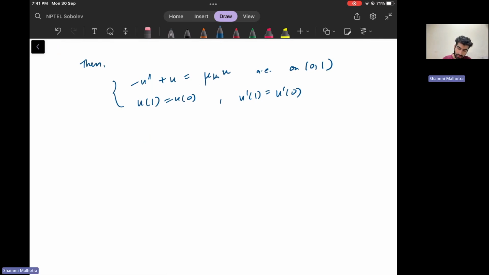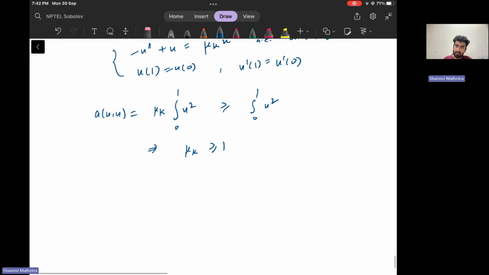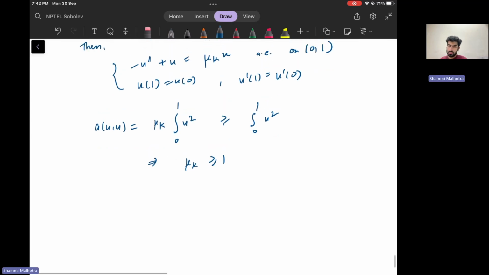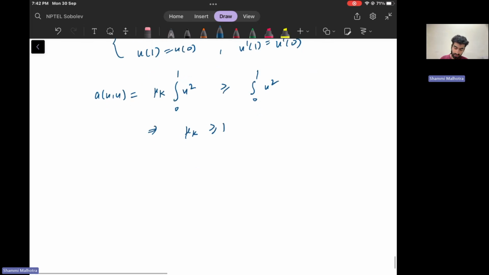And again, we see that a(u,u) is nothing but mu_k times integration u squared, and that is greater than or equal to integration 0 to 1 u squared, because a(u,u) is nothing but integration u squared plus integration of |u'| squared. This implies mu_k has to be greater than or equal to 1. And whenever mu_k is 1, we have u equal to 1 to be eigenfunction. This implies u constant 1 is the corresponding eigenvector.